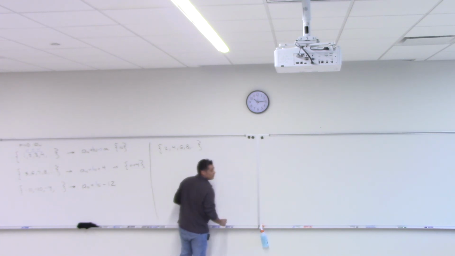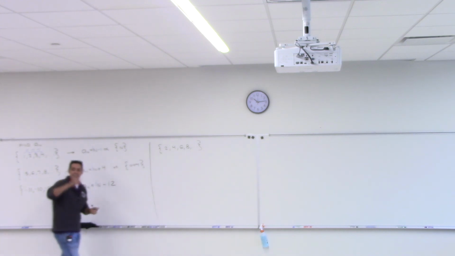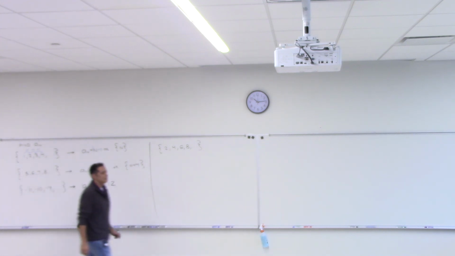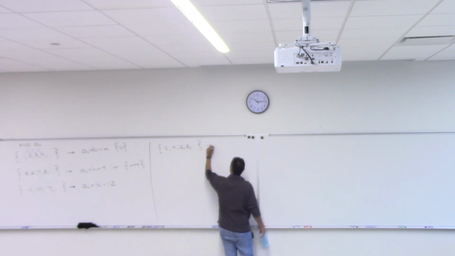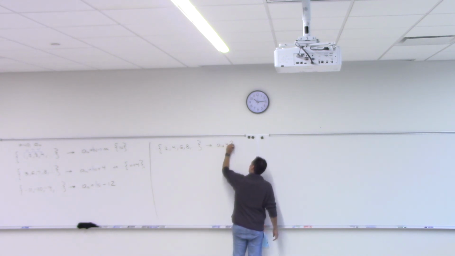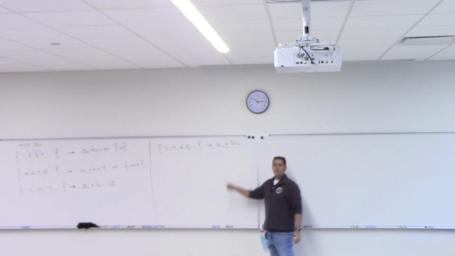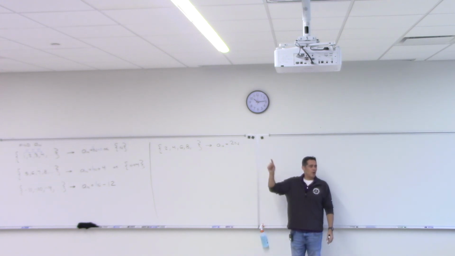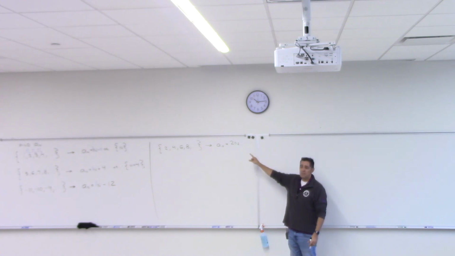The longer you wait to volunteer, the harder they're going to get. Go ahead. 2n. 2n, right? Hey, those are the even numbers, aren't they? Starting at 2. Those are the even numbers starting at 2. We're going to use this a lot, all right? We're going to use this a lot.